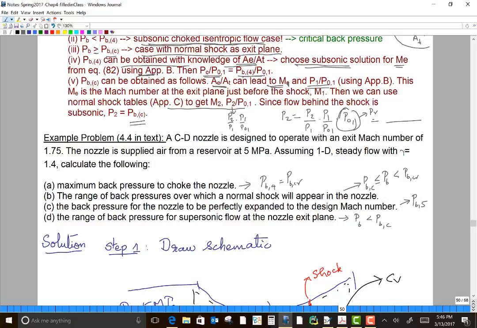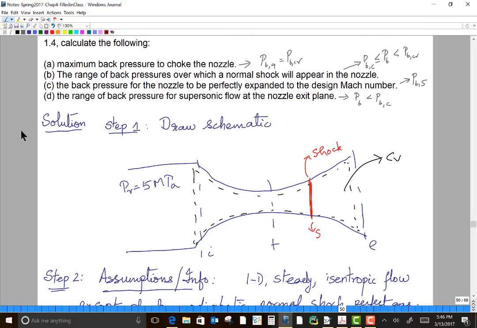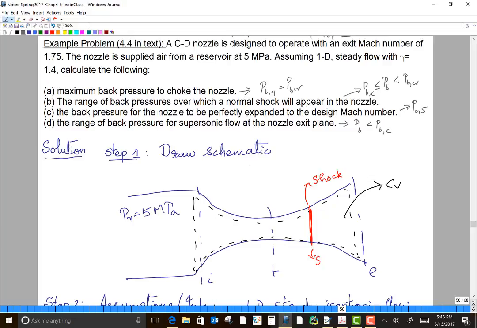Okay, so this image that I gave you as a handout, with all these nice colorful plots of the pressure distribution for different cases, is actually a very useful and very important image. It allows you to understand the physics and solve a lot of the problems. So obviously, like always, we'll draw a schematic.